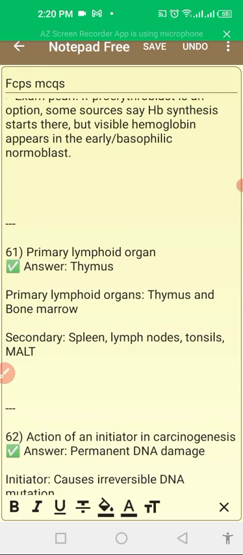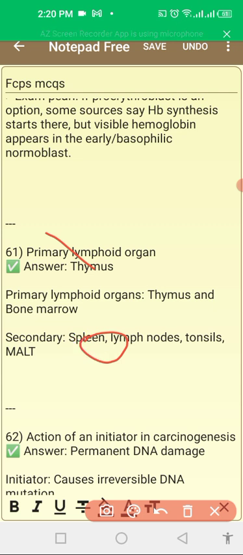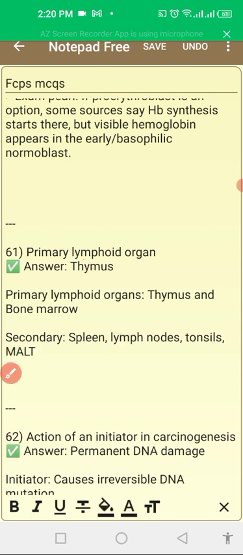Next one is primary lymphoid organ is thymus. Primary lymphoid organ is thymus. Secondary lymphoid organs are bone marrow, lymph node, tonsils, and MALT as well. So this is the difference between primary and secondary lymphoid organs.